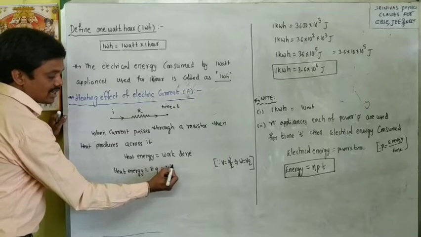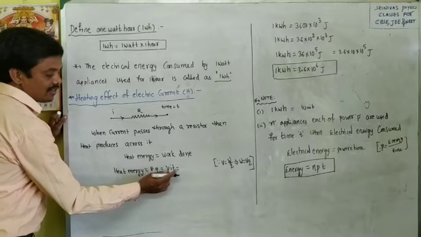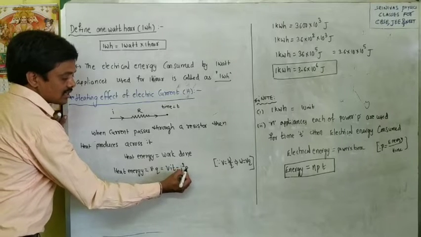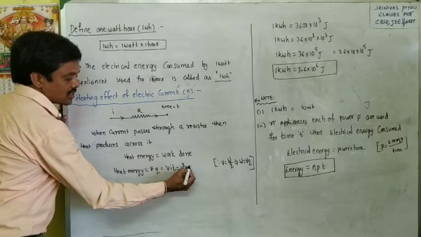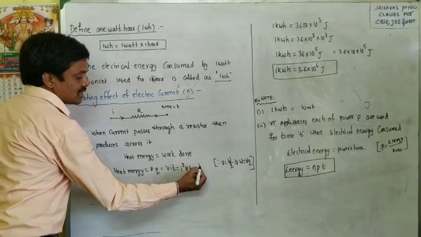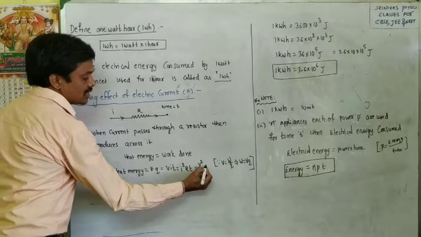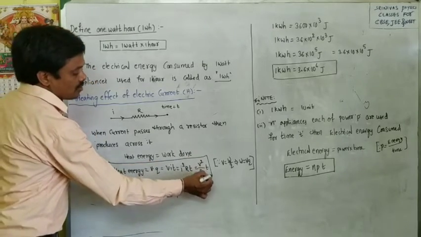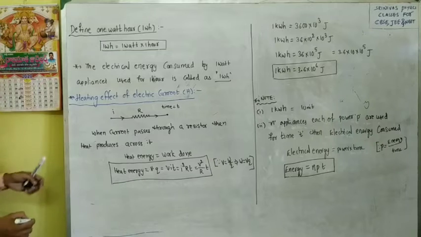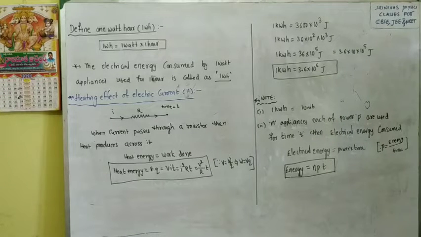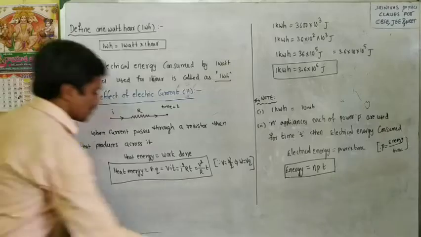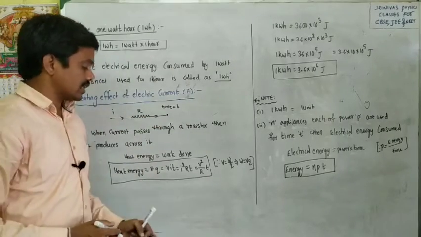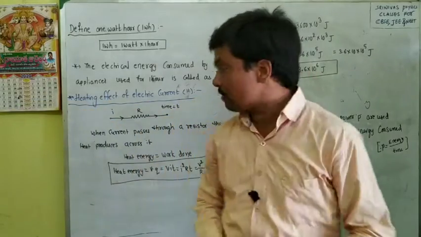Charge we can also write as I T, so VIT, and V we write as IR. So IR into IT gives I square R T. We can also write V square by R into T. We derived the different work formulas, and all of them are equal to heat energy. Finally we got the heat energy formulas, and there are several of them.